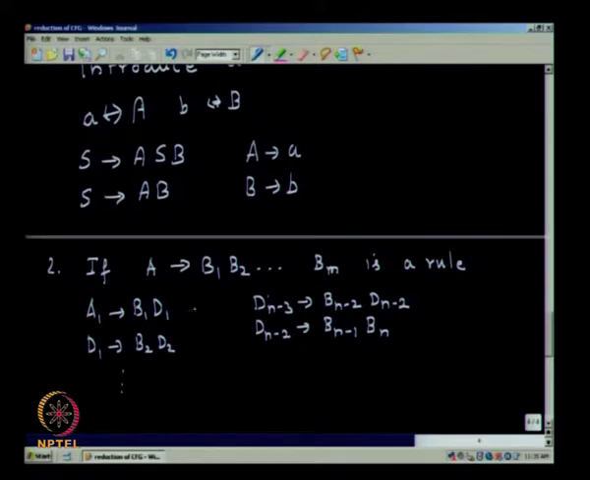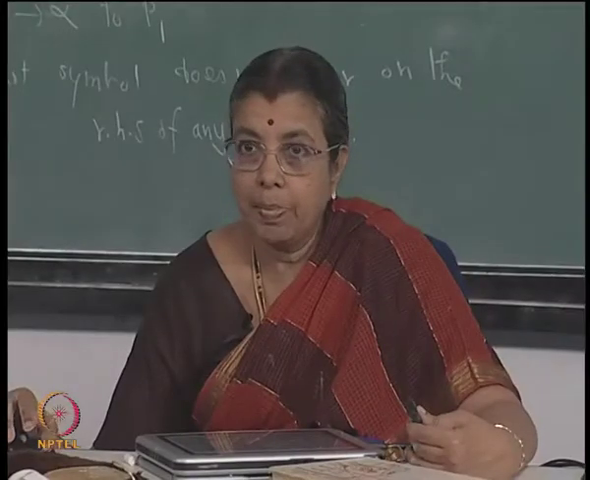But you must be careful that if you have 2 such rules, when you want to split these rules, you are introducing the non-terminals D1, D2 etc. If another rule is there, then you must introduce some other non-terminals E1, E2 etc. You should not use the same non-terminals there, because they will mix up and then create a problem.